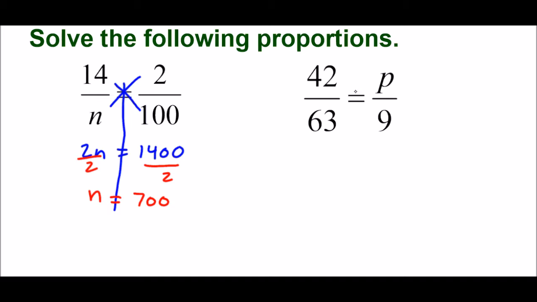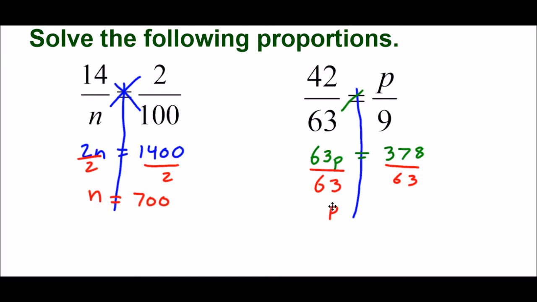Let's try the next one. Again, I'm going to draw my brick wall, and do my cross multiplying. So 63 times p, that gives me 63p equals 42 times 9 would be 378. And I undo this multiplication with division. So I have p equals 6. And so there are my solutions.